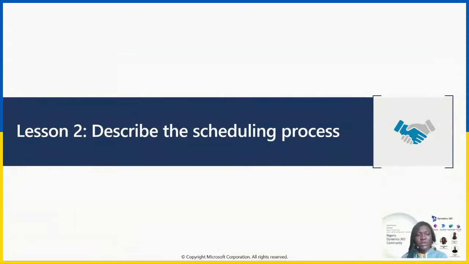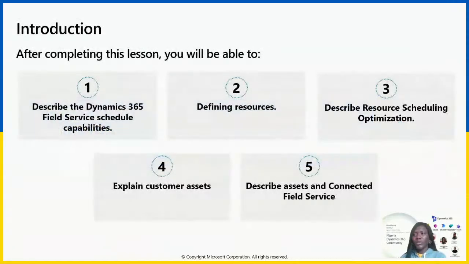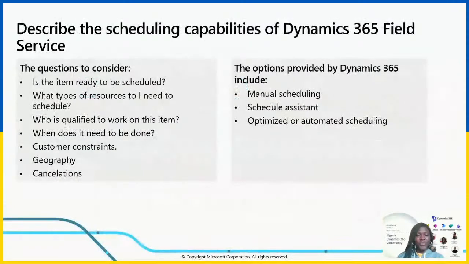So we spoke a lot about the role of the scheduler or the dispatcher. Now we're going to talk about the process. What are the things we're going to look at? We're going to describe scheduling capabilities, resourcing, resource sharing optimization, customer assets, and also we're going to describe assets and customer connected field service, which is an interesting one.